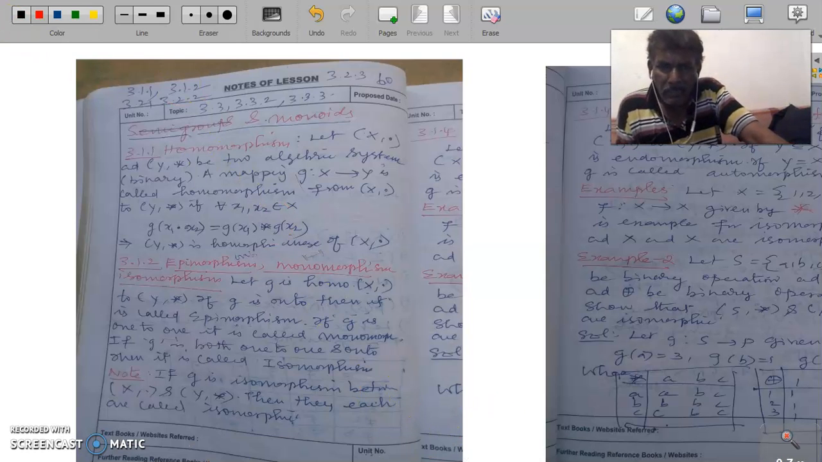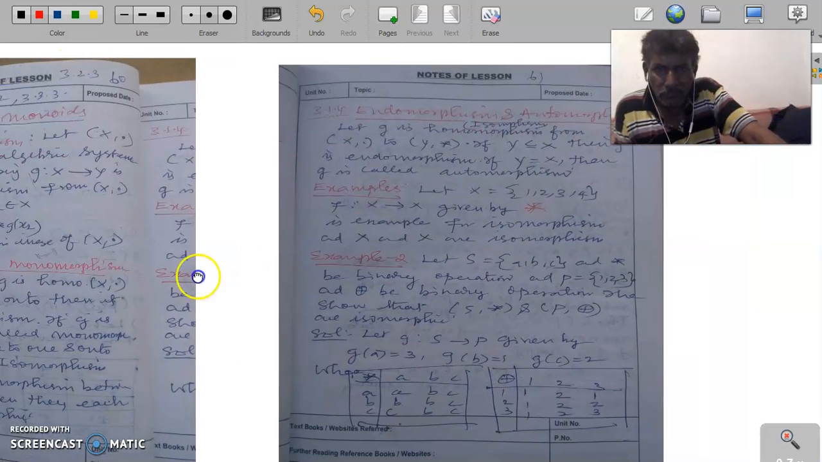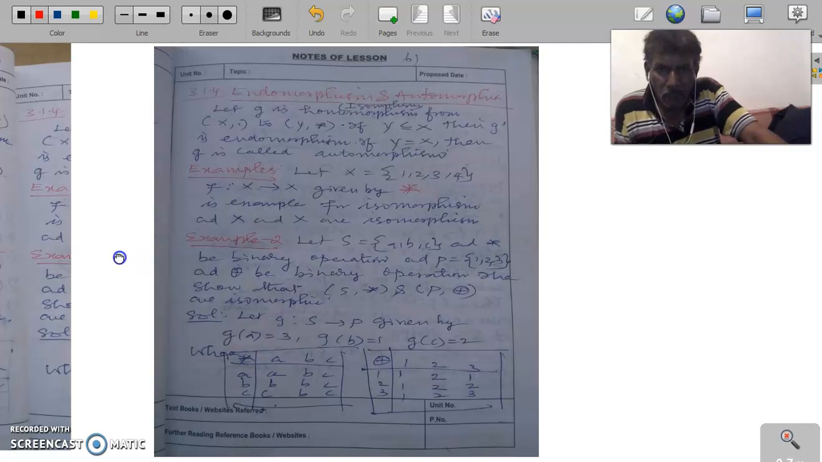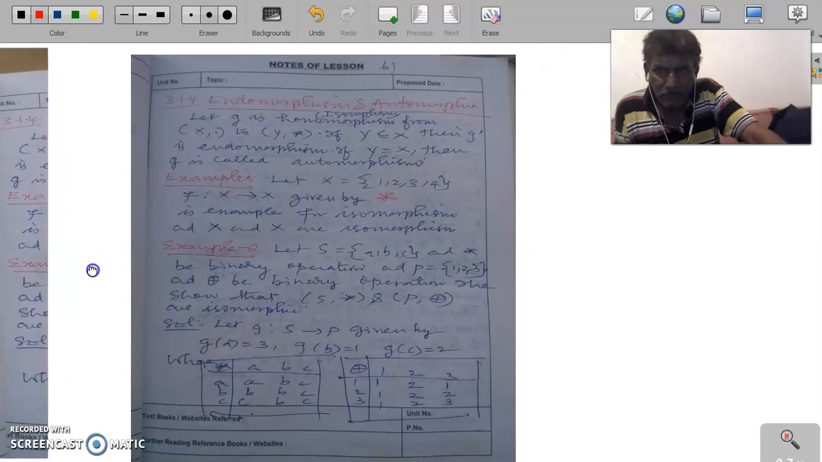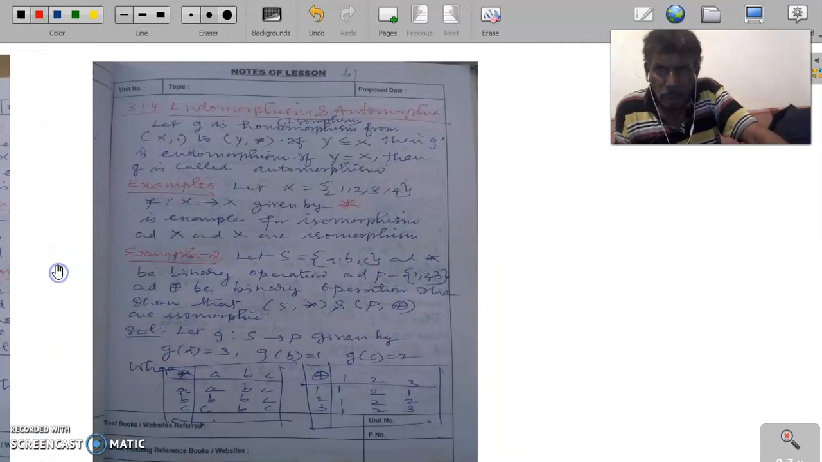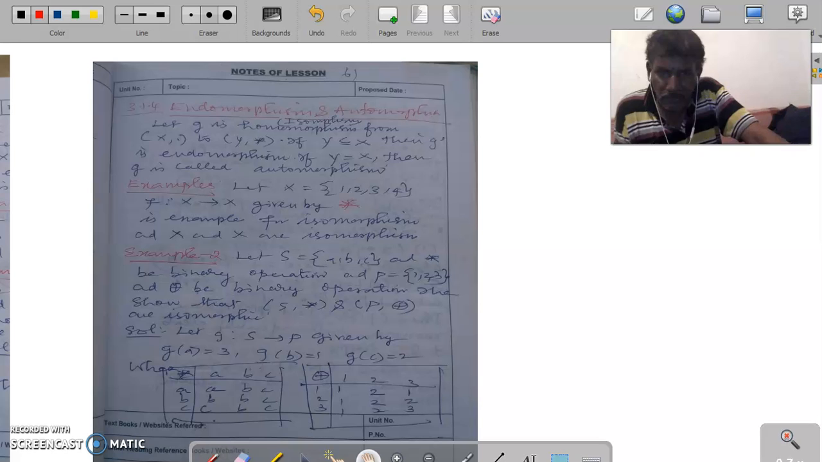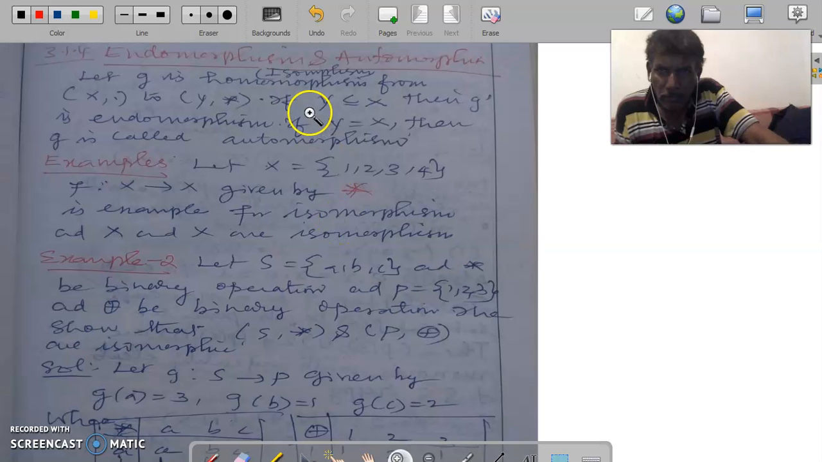Now let me take the next page. This is what we call endomorphism and automorphism. Endomorphism and automorphism. What is that? We'll see now. Now, look at this.